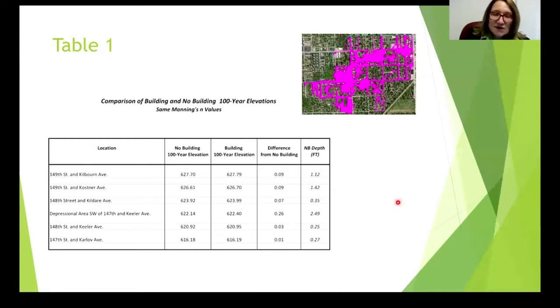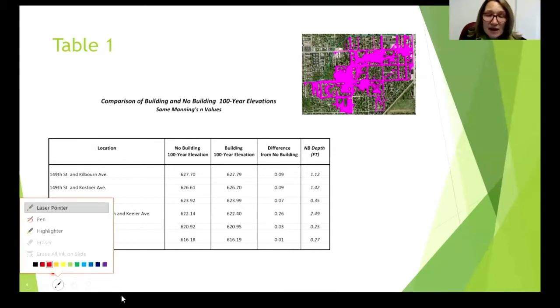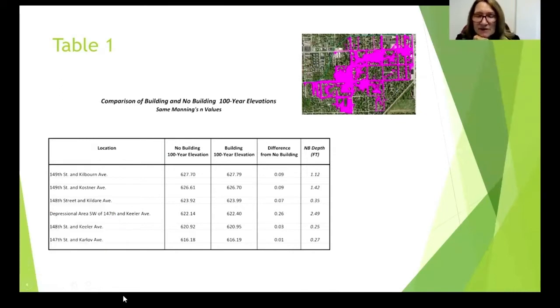We looked at the different elevations and considering buildings and no buildings. And what we found was that there really wasn't a lot of difference. Now, the flow depths weren't that great. You know, they were going from roughly a quarter foot to roughly just over a foot, foot and a half, except for that one big depressional area back in here, where it was over 2.5 feet. But generally, the differences were within a tenth or less, except for in that one depressional area that had about a quarter foot difference between the building and no building. So not a lot of difference for the 100-year flood.